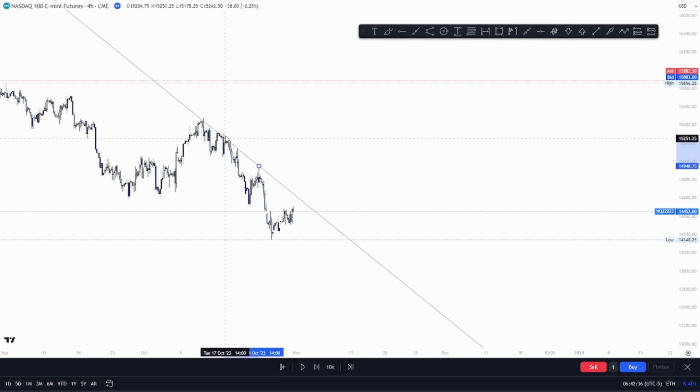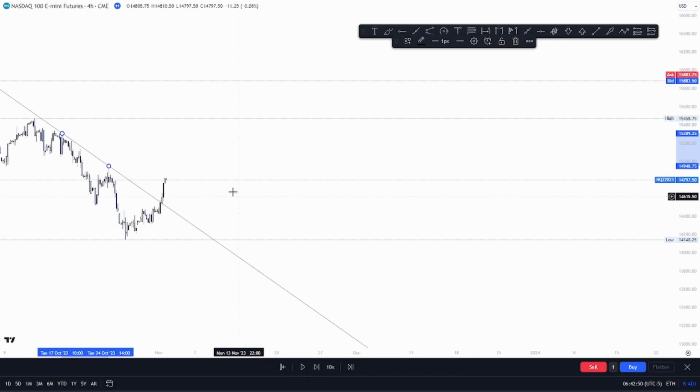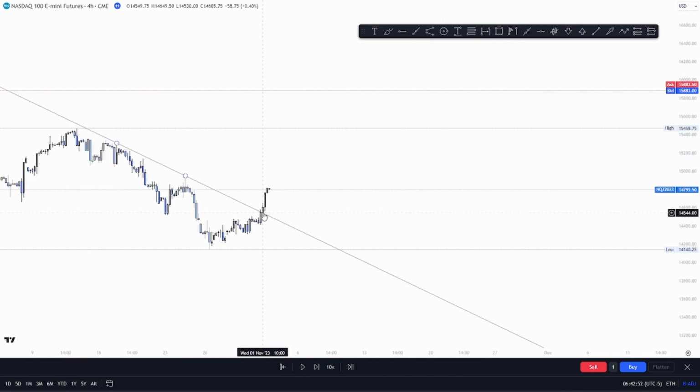Here we go. On a 4-hour time frame, I would have put my trend line here at this candle from October 17th at 10 a.m. and then connect it to October 24th at 2 p.m. So notice how we have this body close, right? So once we get the body close, that's where I'm looking to enter my position.